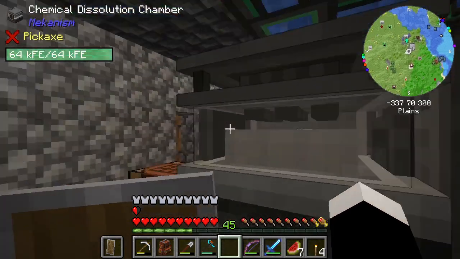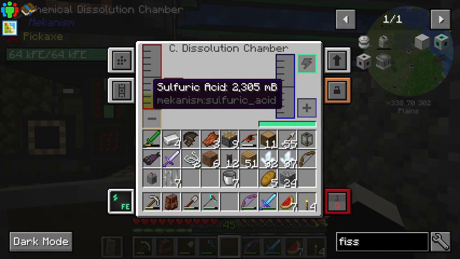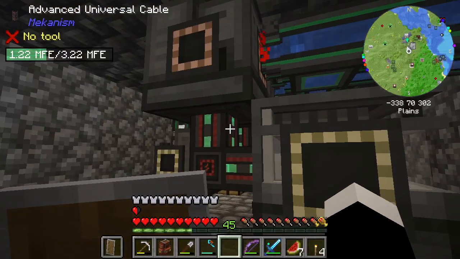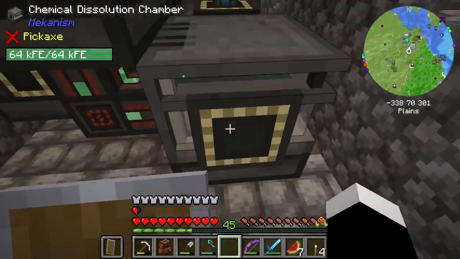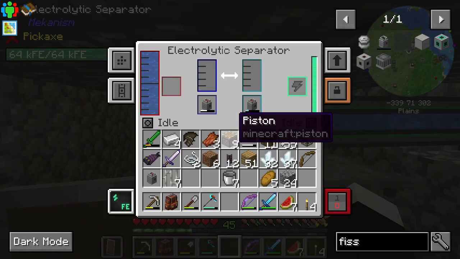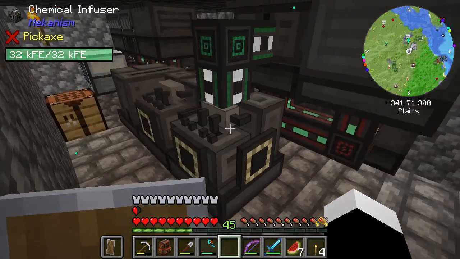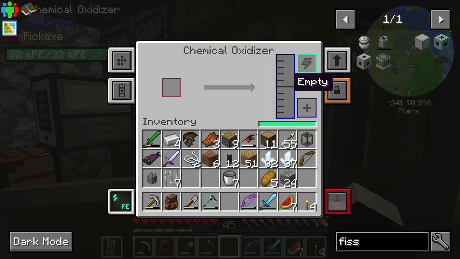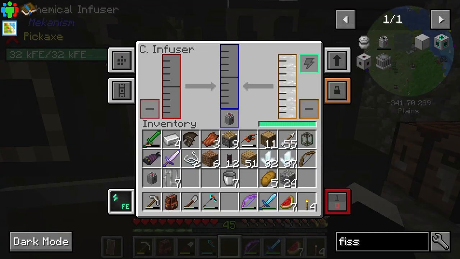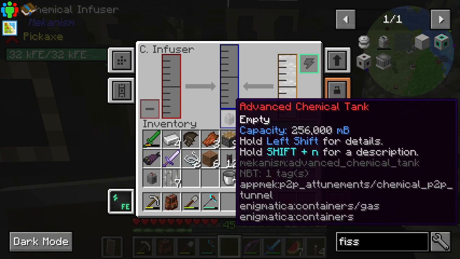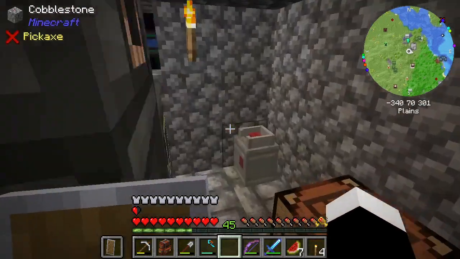Now, how much sulfuric acid do I have? Let's check the chemical dissolution chamber. I have not enough to make 32. This is going okay. So I suppose what I'm going to have to do is get some sulfur. And this is empty. Maybe I could have used it. Oh well.